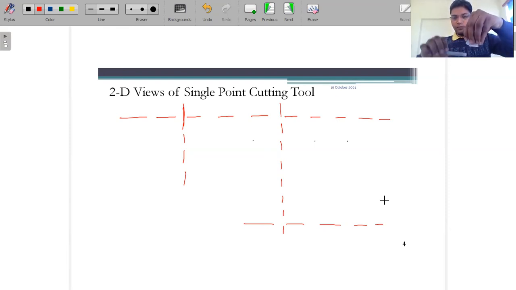When you see from the top view, from this side, this is the side view, means the side cutting edge angle. This is the end cutting edge angle. And when you see from this view, then with the horizontal, this is a side rake angle, and this is a side clearance angle, right? So if we talk about the front view, then the front view will look like this.